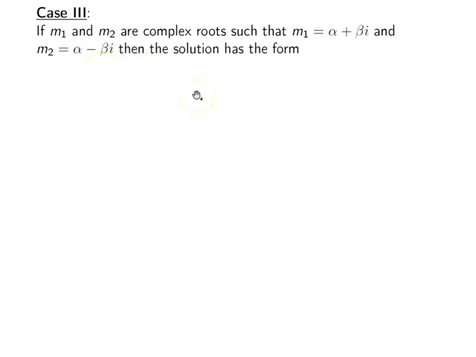Then the solution to my diffy Q has the form C1 times e to the alpha x cosine of beta x, only the beta, not the i, and not the negative part of beta, just beta, plus C2 times e to the alpha x sine of beta x. So these two are identical, except one is cosine and one is sine. And the C1 and C2, obviously.